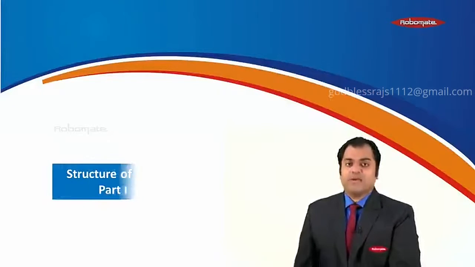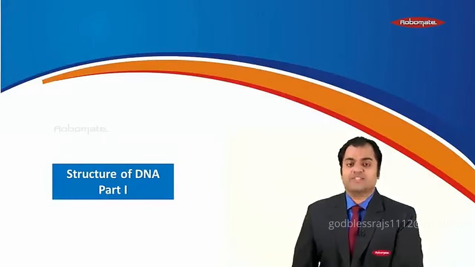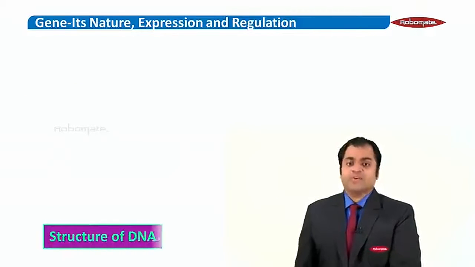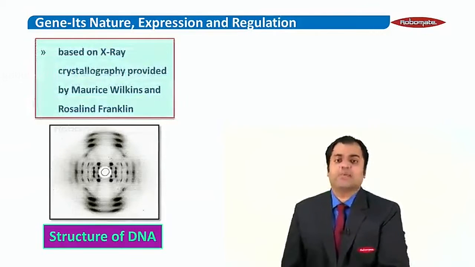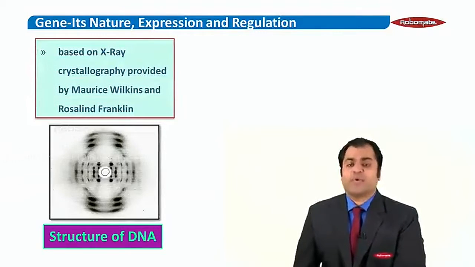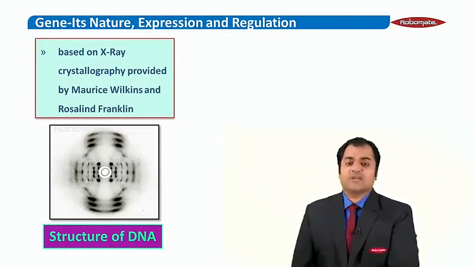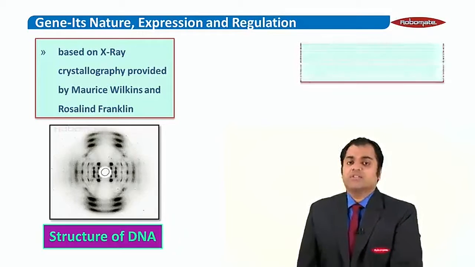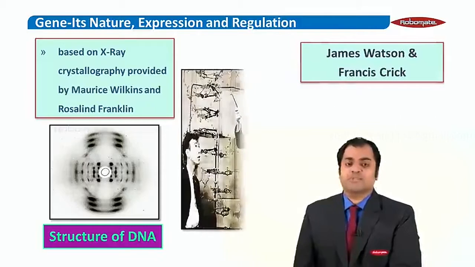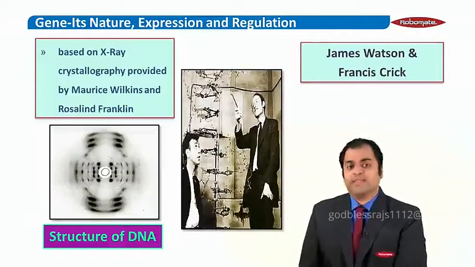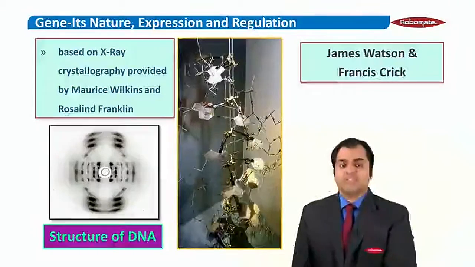Hello, in this module I'm going to look at the first part of the structure of DNA. So let us look at the structure of DNA. What you see here is an image, okay? This image was based on X-ray crystallography provided by Maurice Wilkins and Rosalind Franklin. Based on this X-ray image, two scientists, namely James Watson and Francis Crick, proposed the helical structure of DNA. That's James Watson and Francis Crick, and this is their actual model of the DNA.